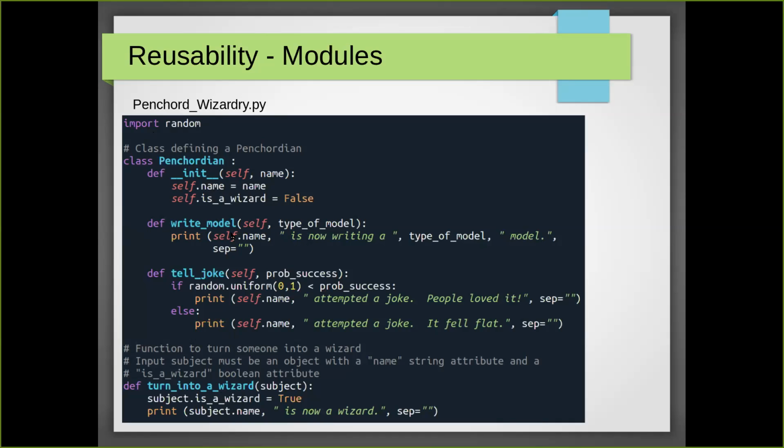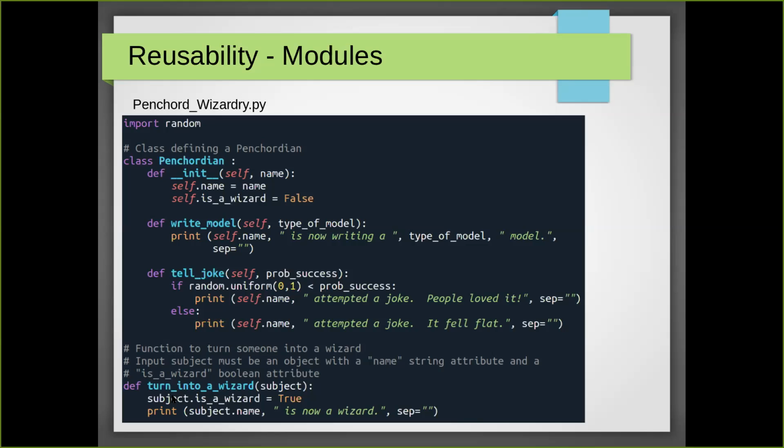And then we've got a function called writeModel, which takes as an input a type of model, and then prints out a message saying whatever this pencordian's name is now writing whatever the type of model that's been passed in is model. And we've also got a method called tellJoke with a probability of success. And then, as before with the probability of cure that you did in the previous exercise, it just takes a random number between 0 and 1, checks it against that threshold, and then says either they attempted to joke and people loved it, or they attempted to joke and it fell flat. So that's our class. That's a pencordian class.